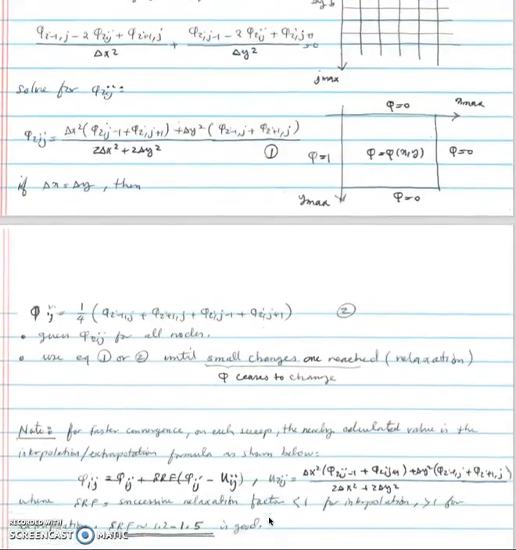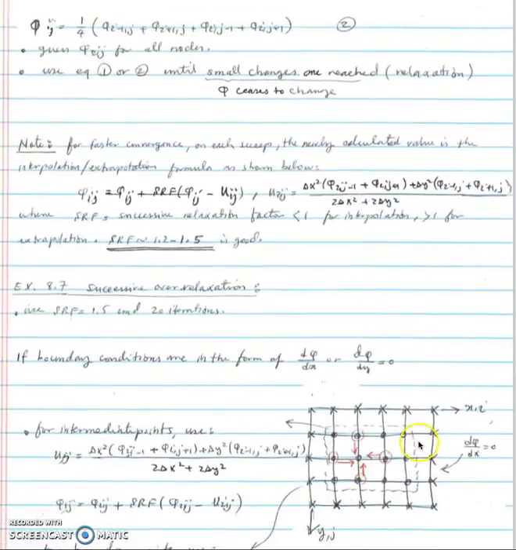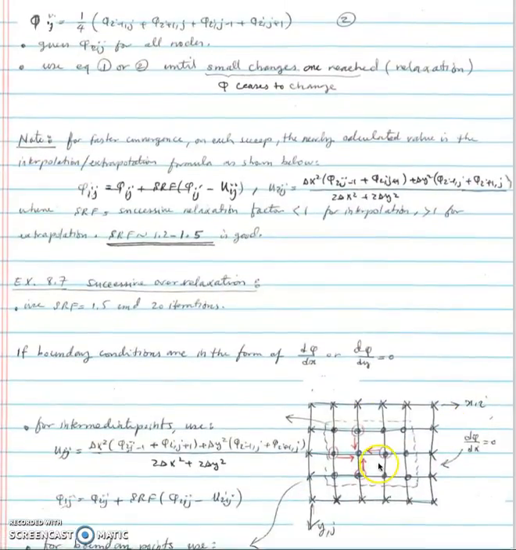If you look at this grid and I'm looking at phi ij here, the value of phi ij is related to the 4 points across the grid. So basically it needs the value of phi on the north side, the south side, the west side, and the east side. Using these 4 values, we can calculate the value of the middle point.